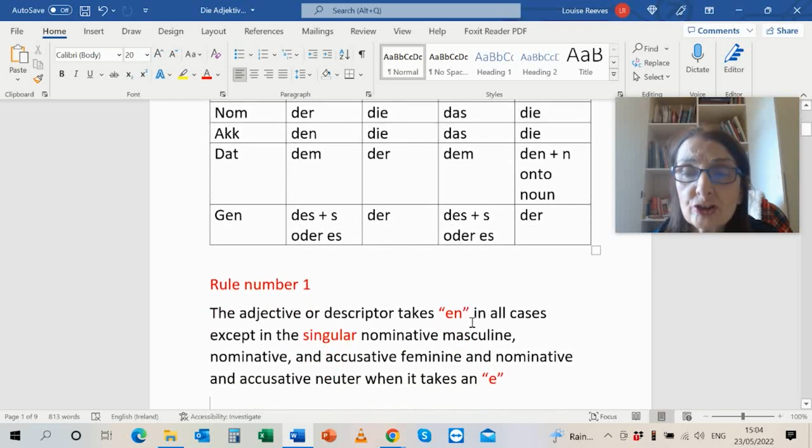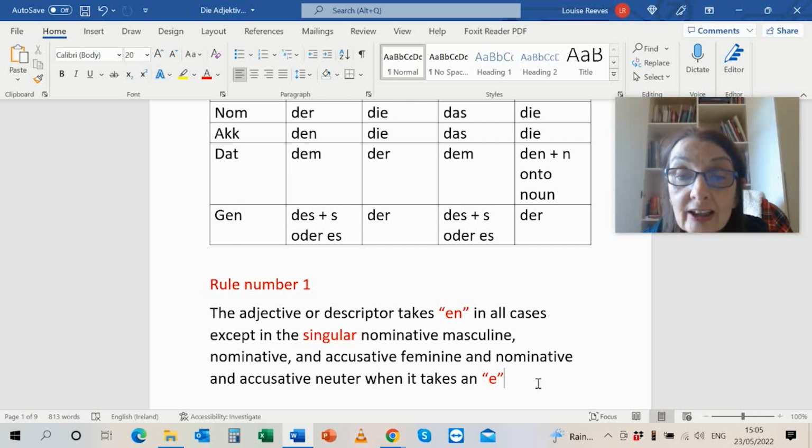Rule number 1, and this is what she really asked me: are there any rules that I could write onto my exam paper or sheet as soon as I go in the door, so that I could always go back and forth to it? So, rule number 1: the adjective or descriptor takes en in all cases. This is after the definite article. It takes en in all cases, except in the singular nominative masculine, nominative and accusative feminine, and nominative and accusative neuter, when it takes an e.